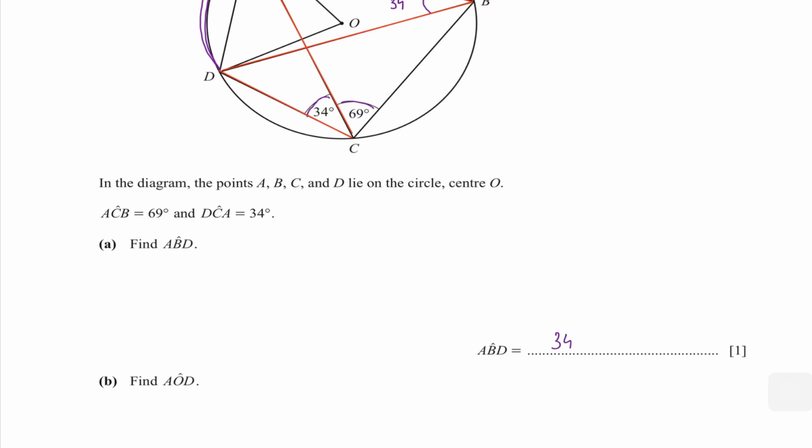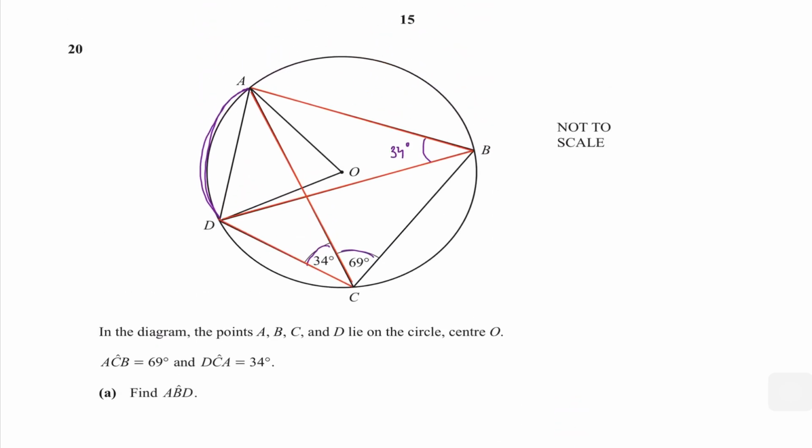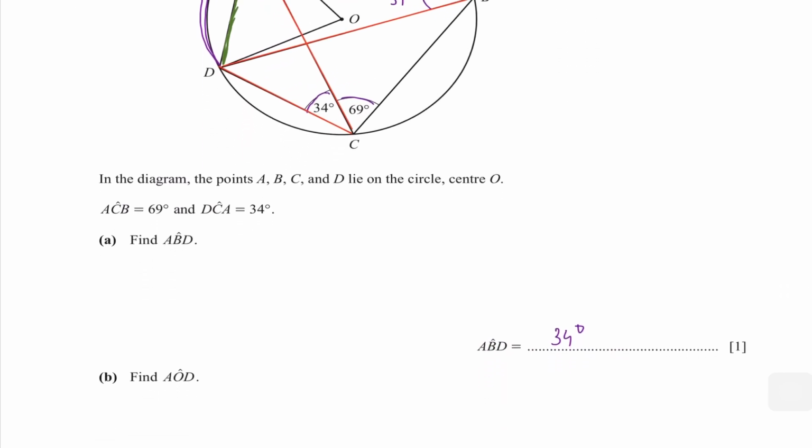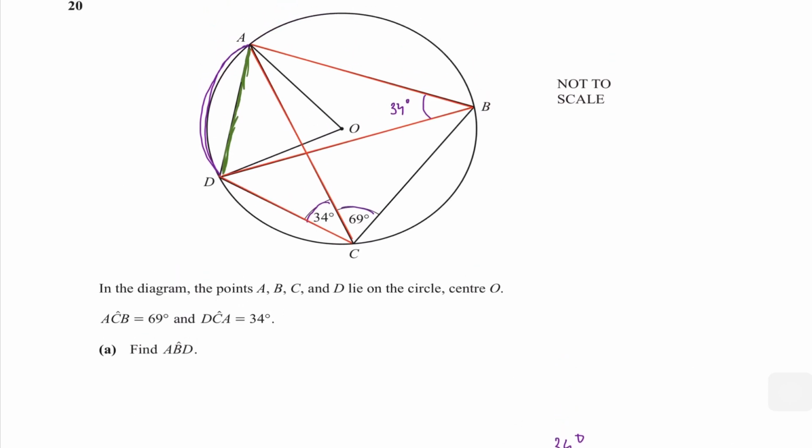So 34 degrees. Another way to identify this is, instead of arc, you can consider your chord. If you have a look, you will notice that angle ACD is facing this chord, which is AD, and angle ABD is also facing the same chord, which is AD, which is why the two angles are going to be the same.